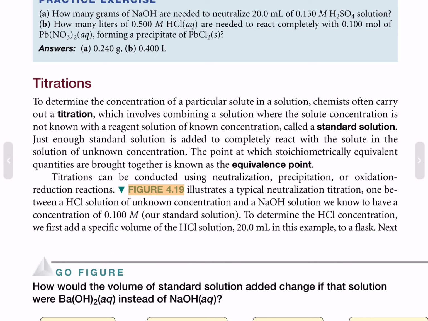Figure 4.19 illustrates a typical neutralization titration, one between a hydrochloric acid solution of unknown concentration and a sodium hydroxide solution we know to have a concentration of 0.100 molar, our standard solution. To determine the hydrochloric acid concentration, we first add a specific volume of hydrochloric acid, 20 mL in this example, to the flask.